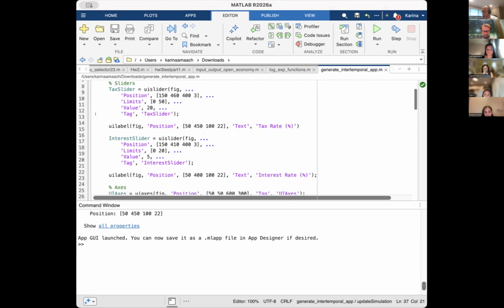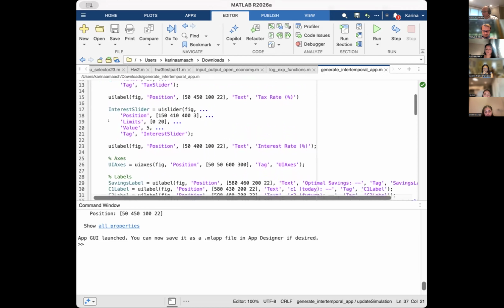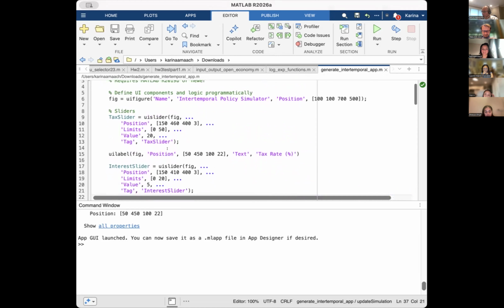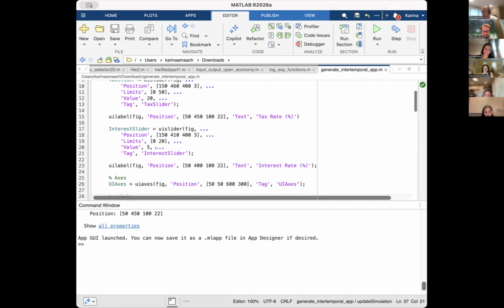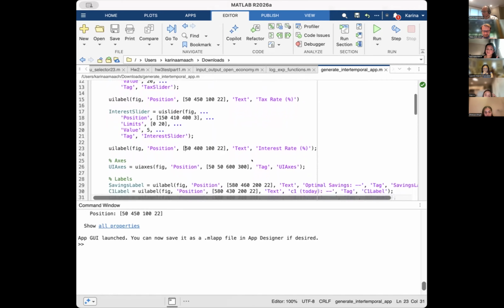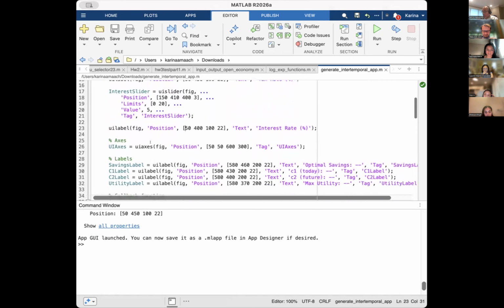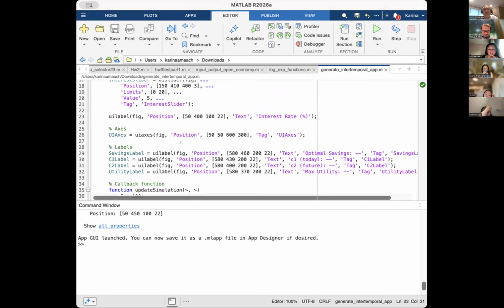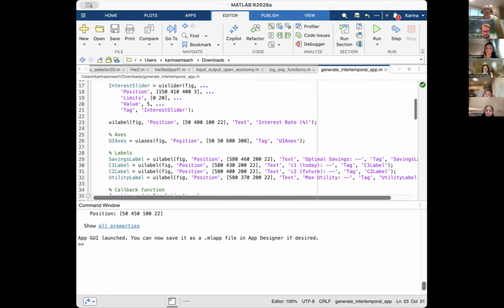And then you have the interest slider at line 17, and it's kind of the same thing as the tax slider in lines 9 to 15. So you have the position again, the limits, the value, titles, etc. And then for the interest rate label, you start having the text labels for the interest rate itself, and then you have the different axes that come up with the graph. So the position, tag, and the different variables that are named in there as well.